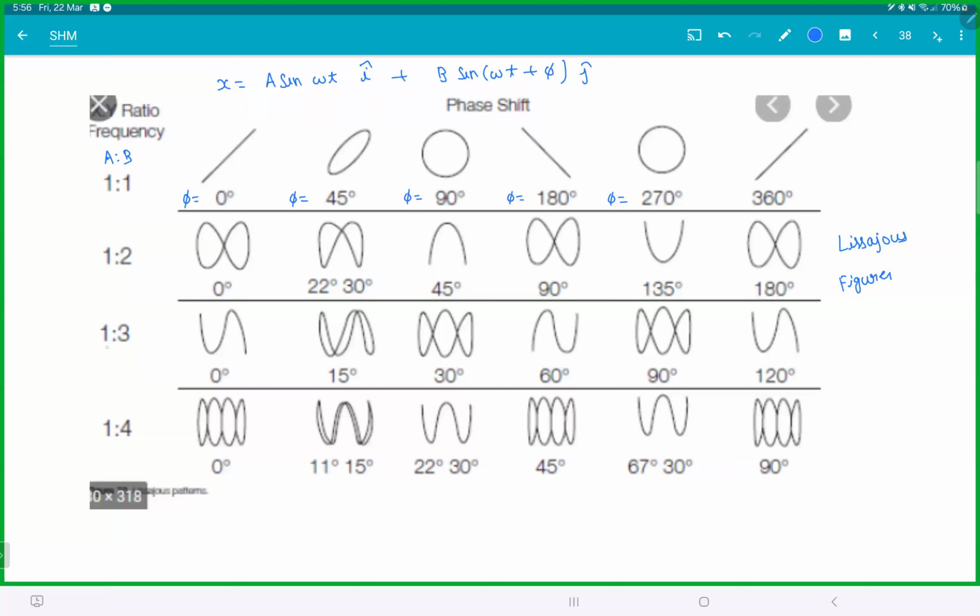Meaning if you take A to B as 1:3 ratio, and if you take the phase angle as 90, you'll get this kind of shape. The block will actually oscillate in this way. If you're in the electrical department, we'll have something called an oscilloscope. There we actually have a small electron beam which will create all these kinds of paths. So we can apply voltage in x direction and y direction, and you can do something like this.